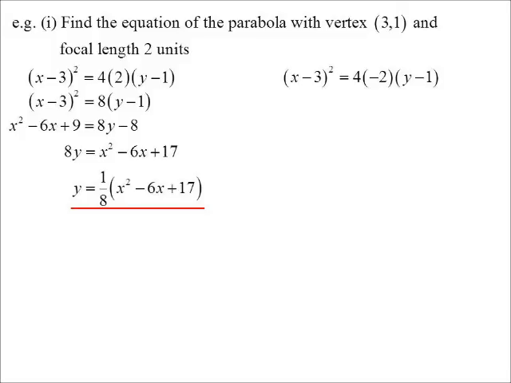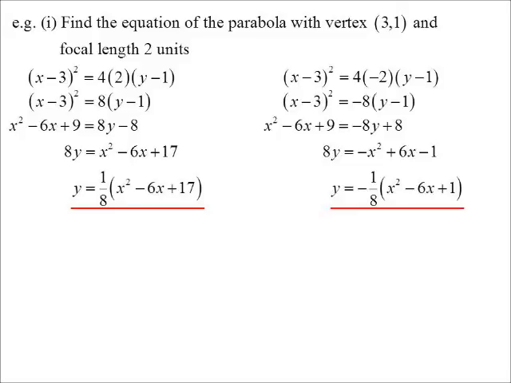See, focal length is always positive because we're talking about a distance. So it's still 2, but a might have been negative 2. So what would happen here? Let's expand that one out and we get, there it is. So the other possibility for this one would be minus 1/8 x squared minus 6x plus 1. Mind you, technically I never said it was concave up or concave down. It could be on its side.